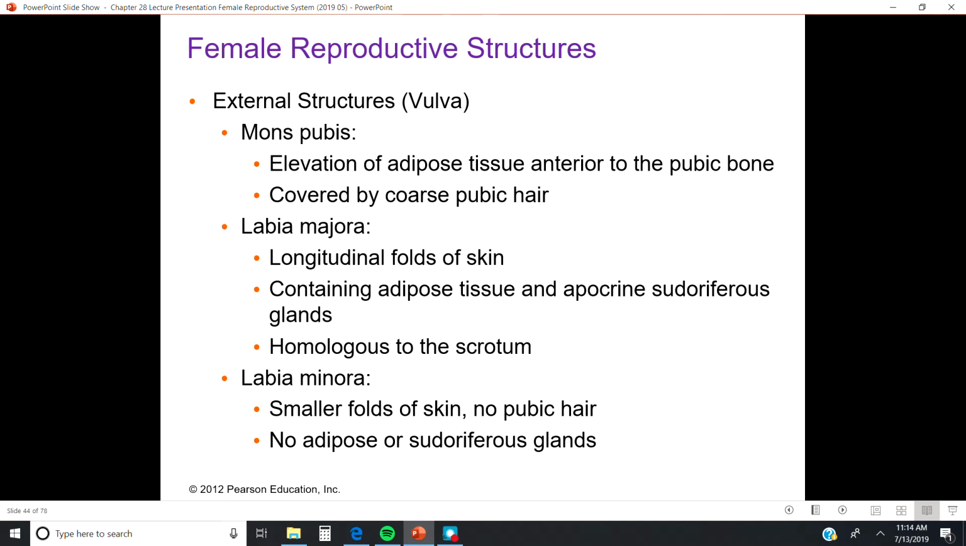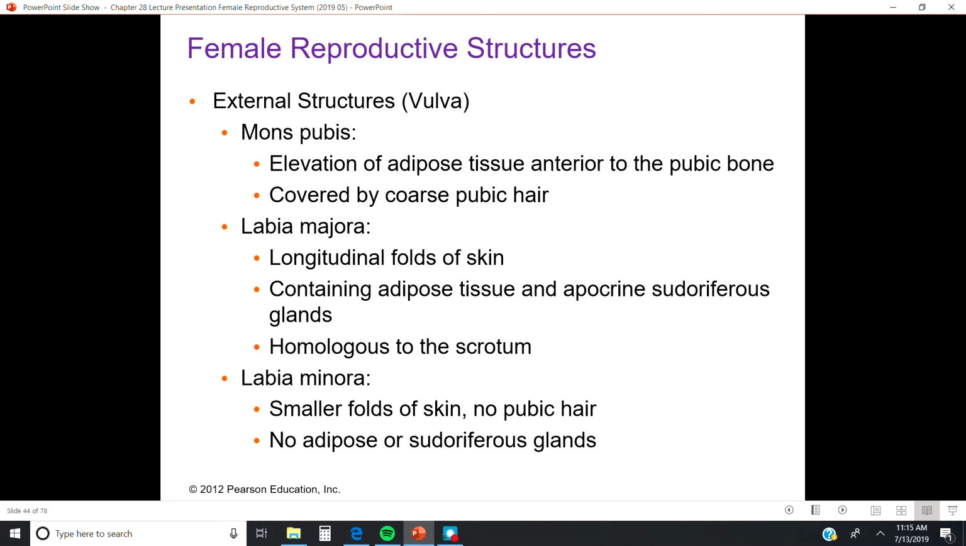The labia majora, these are folds of skin. They contain adipose tissue and even some apocrine sudoriferous glands, which are sweat glands, right? So they contain some apocrine sweat glands. This tissue is actually homologous to the scrotum, right? So embryologically, it comes from the same tissue. The labia majora kind of close together and seal or protect the opening to the vaginal canal and the urethra, that type of thing. Right, so the labia majora are similar to the scrotum.